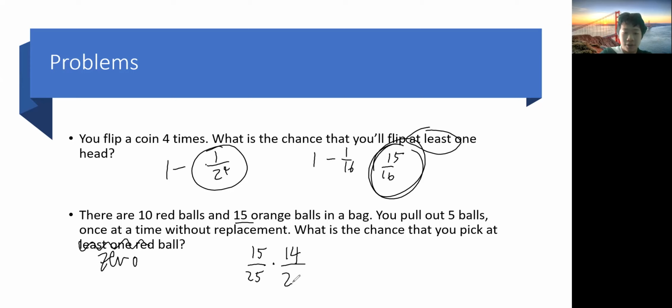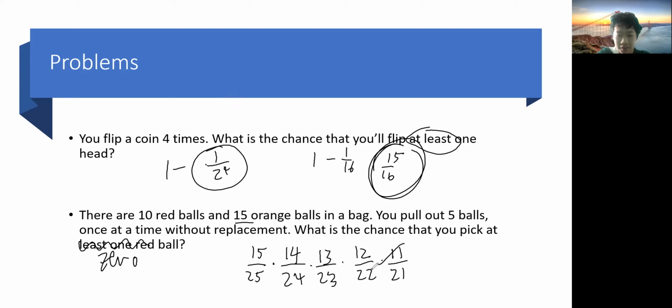is now 14 over 24. Right? I've taken 1 orange ball out. Now I only have 14 left, and there are 24 total now. Now I only have 13. Right? I only have 13 orange balls, which means now the probability is this. I do this 5 times. And this is the chance that I get 0 red balls.